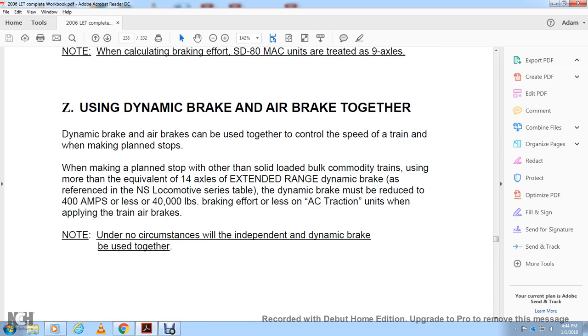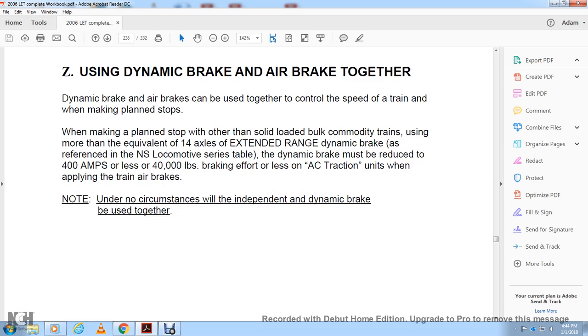When making planned stops with solid load blocked commodity trains using more than an equivalent of 14 axles extended range, dynamic braking is referenced in the Norfolk Southern Locomotive Series table. The dynamic brake must be reduced to 400 amps, less than 440,000 pounds braking effort on AC traction units, when applying the train air brakes. Under no circumstances will the independent and dynamic brake be used together.